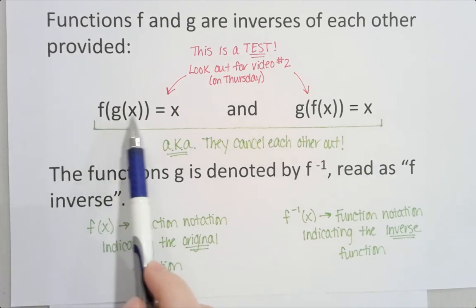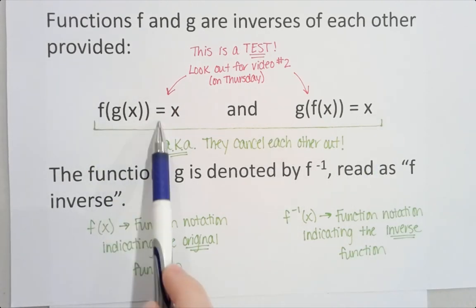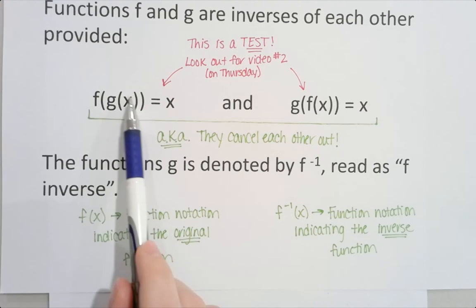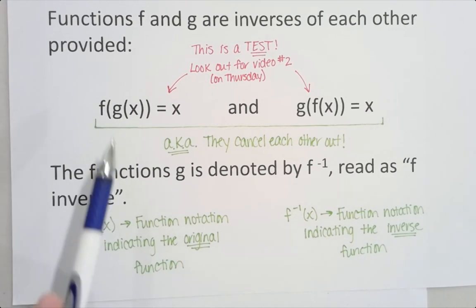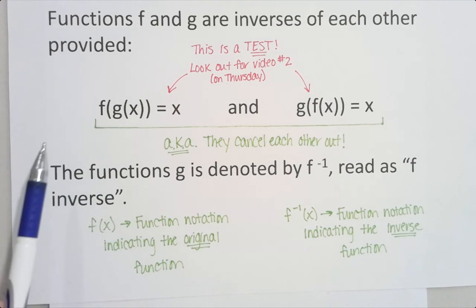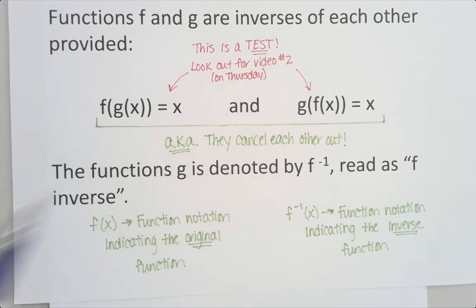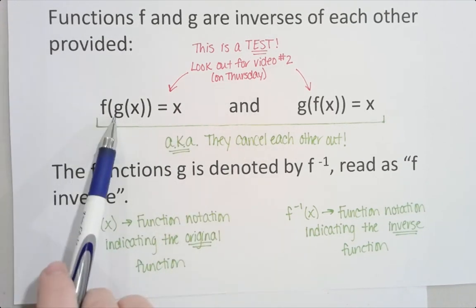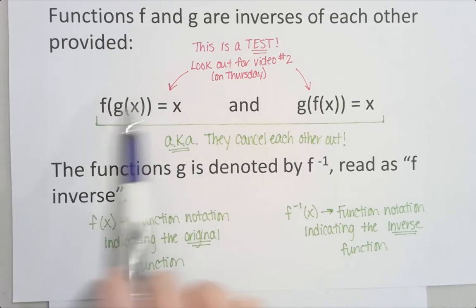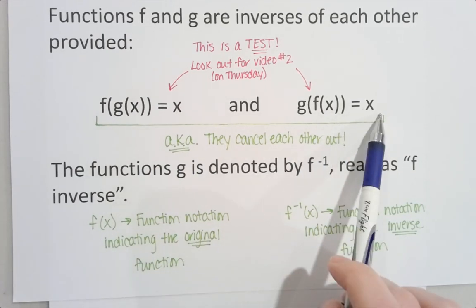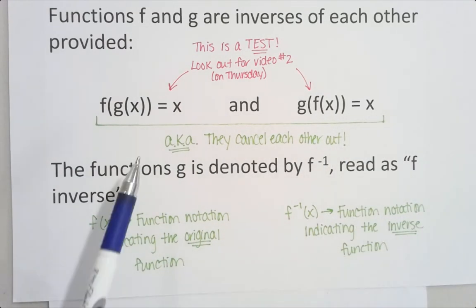If f of g of x, hold on a second, where do we remember this from? That's right. Last week, composite functions, right? So that's why those were so important, because we're going to be using them. Again, that's going to be in video number 2 for the week. But if f of g of x is equal to x and g of f of x, so essentially the exact opposite, is equal to x, then these are going to be considered inverses of each other.